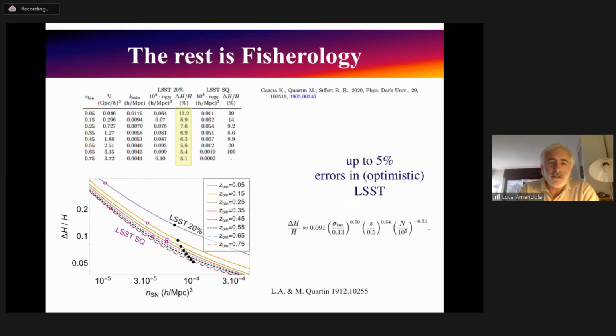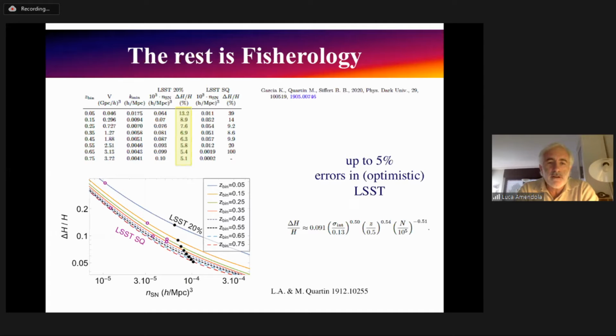And then the result is just usual Fisher analysis. We assume that in a few years there will be a survey like LSST, and taking everything into account, projecting on H, so marginalizing over all the other variables, we find that one can measure H with an error of 10 to 5% up to redshift of 0.5, 0.6.